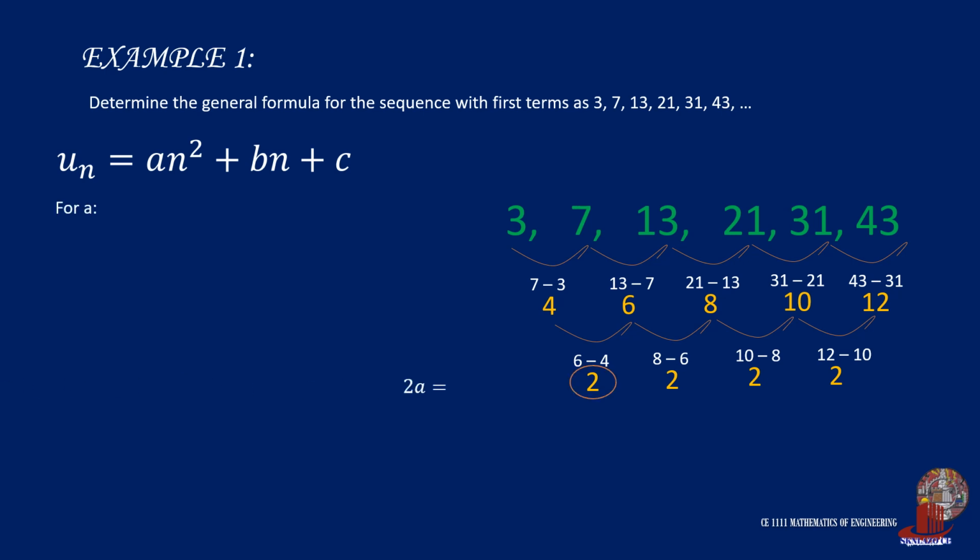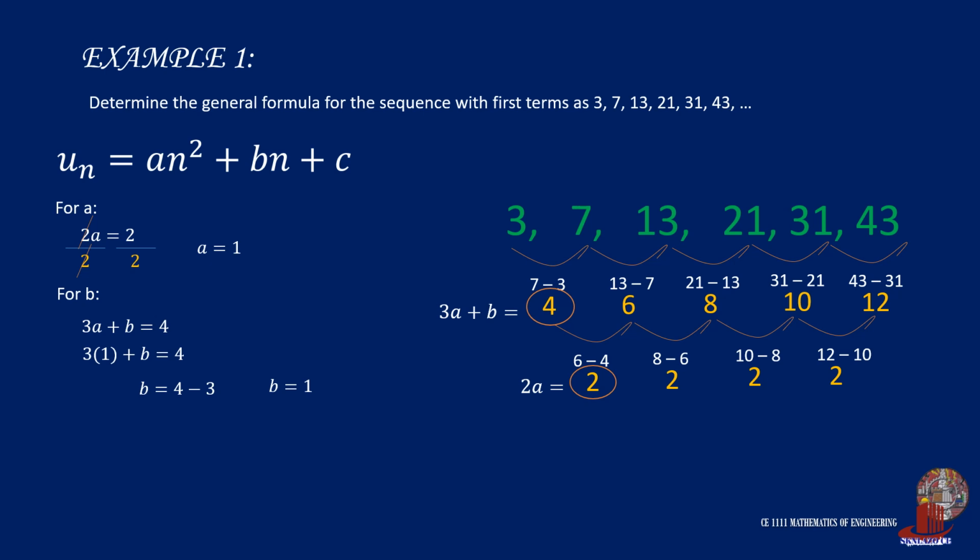A is determined by equating 2a to the first term of the second difference, that is 2a is equal to 2. Divide both sides by 2 to isolate a, and we get a is equal to 1. B is also computed by equating the first term of the first difference with 3a plus b, that is 3a plus b is equal to 4. Then by substituting a, which is 1, into the formula, we have 3 times 1 plus b is equal to 4. Then transpose 3 to the constant side to have b is equal to 1.